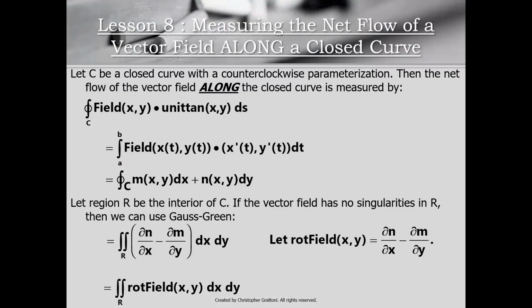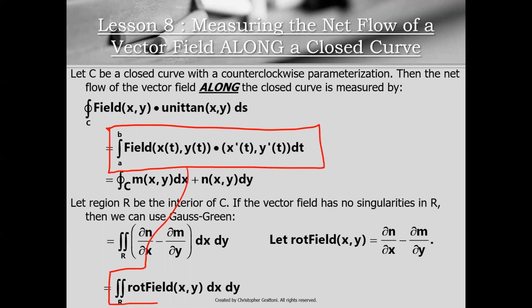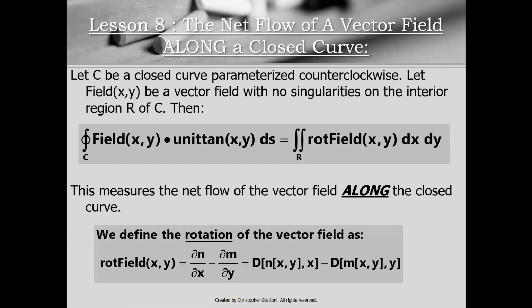So in the 2D case, we had two different computations that we could run. As long as we had a closed curve and no singularities encapsulated in our curve, we could either do the path integral, where we computed the integral of field dot tangent, or we were able to do the double integral over the interior. We did the double integral of the rotation of the vector field. And that was the Gauss-Green theorem that handled things in two-dimensional space.